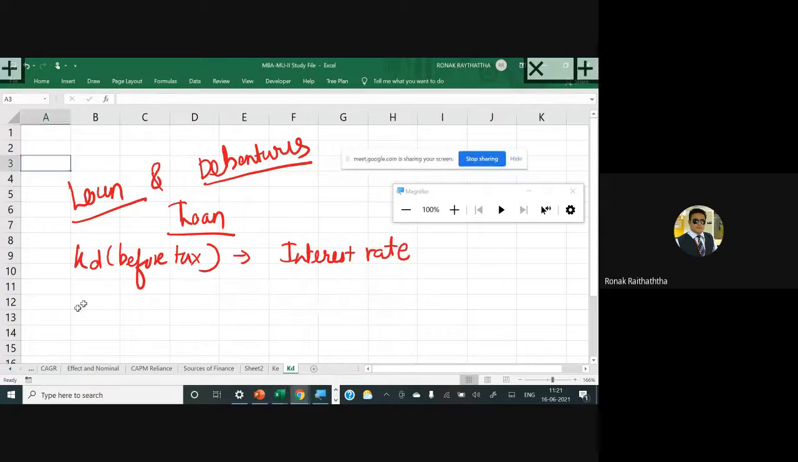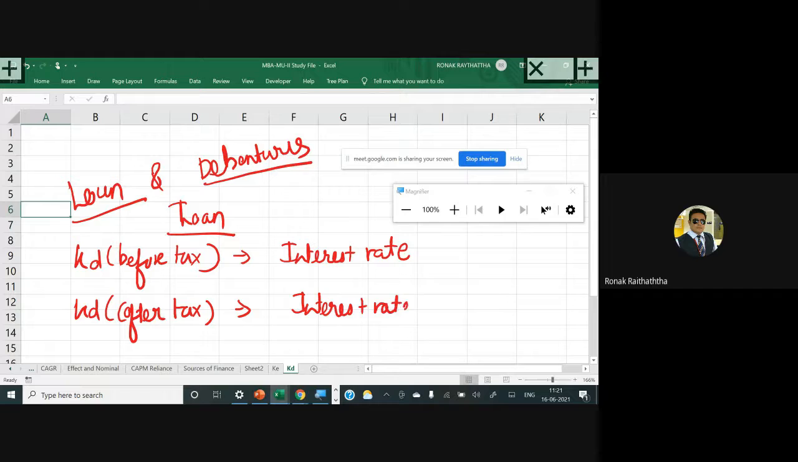And KD after tax will be interest rate in percentage multiplied by 1 minus tax rate. So that is basically the effective cost of debt. You remove the savings you are making in taxation by using this formula. So you get the KD after tax.